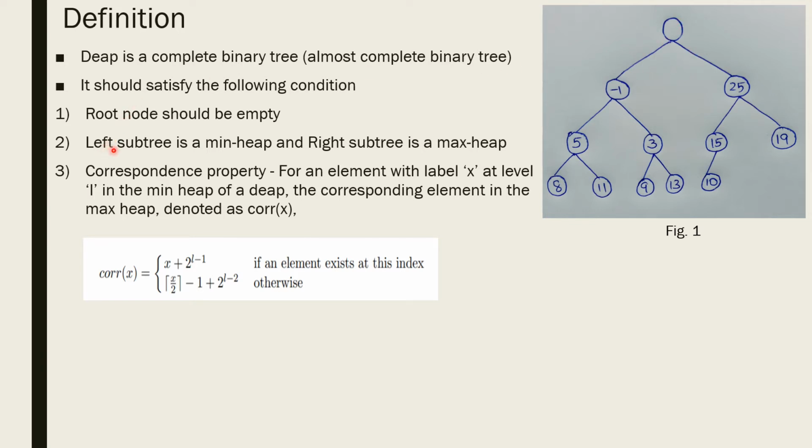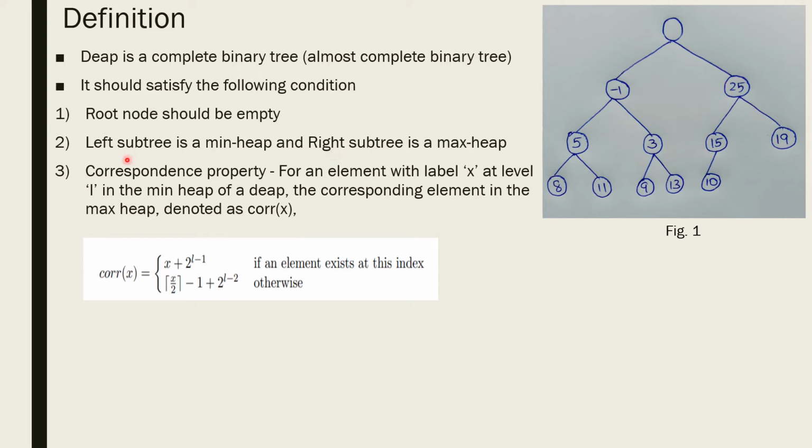And the second condition is that the left subtree should be a min heap and the right subtree should be a max heap. I hope you know what a min heap and max heap are. See, now here this is the left subtree and that is a min heap, as you can see, and this is the right subtree and that is a max heap.